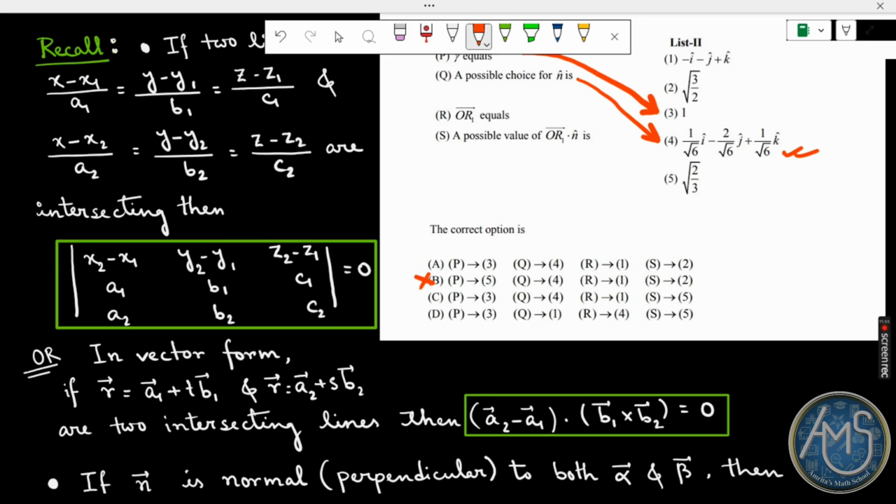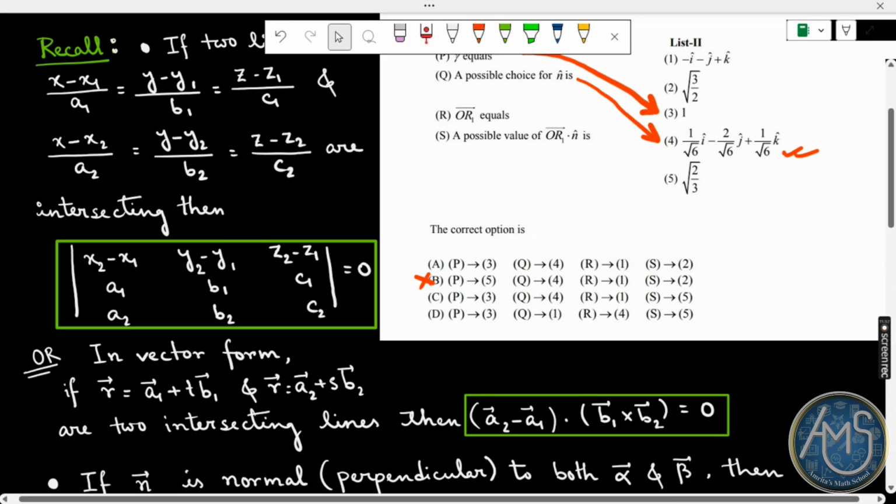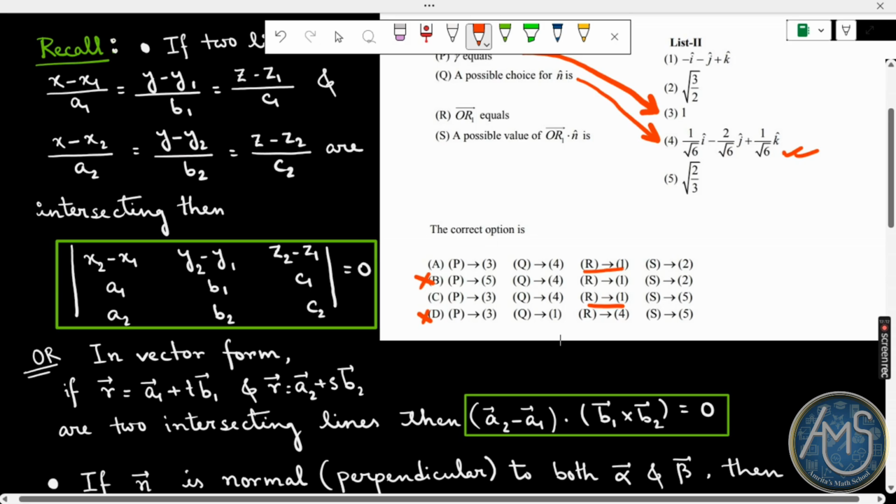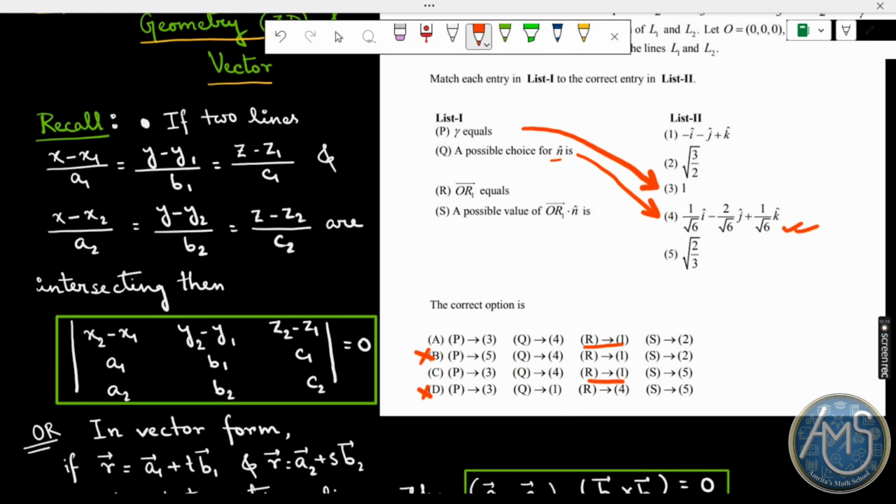Now we know that Q is option number 4. So Q is option number 4 means D is also cancelled out, leaving either A or C. Now it is clearly visible from A and C that R is necessarily 1, since n cap was a vector and it is now 4. So it is clearly visible that the other vector, that means OR1 vector, is automatically 1.